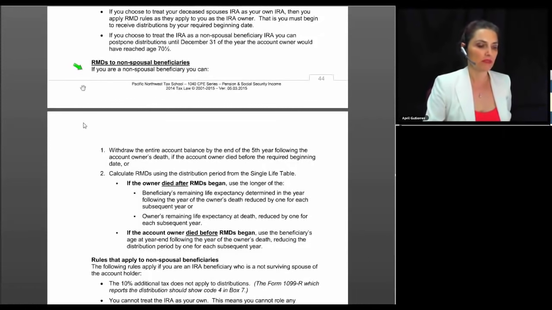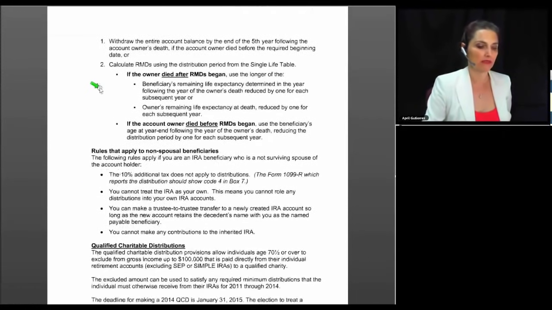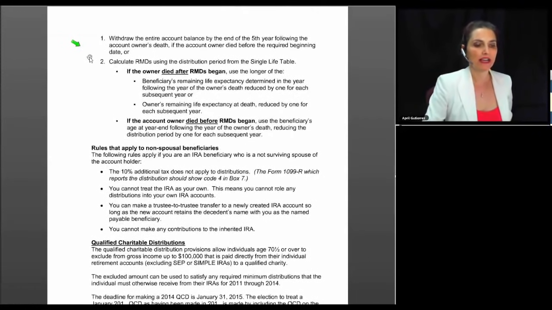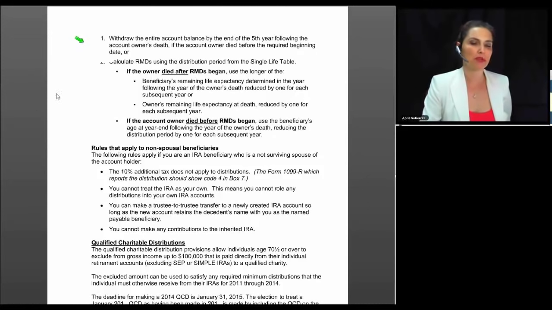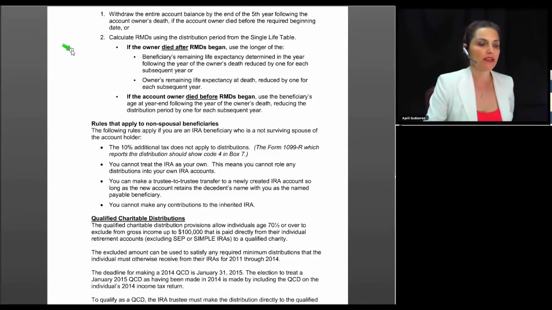RMD to non-spousal beneficiaries. If you are a non-spousal beneficiary, you can withdraw the entire account balance by the end of the 5th year following the account owner's death if the account owner died before the required beginning date. Or you can calculate RMDs using the distribution period from the single life table.